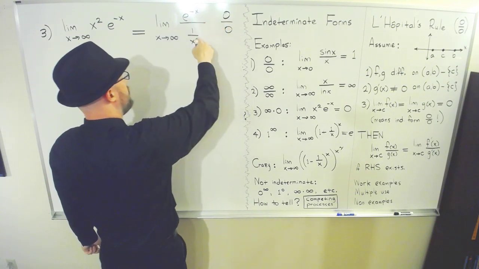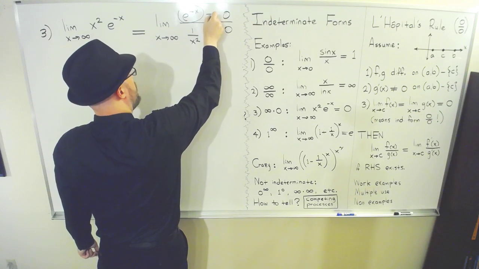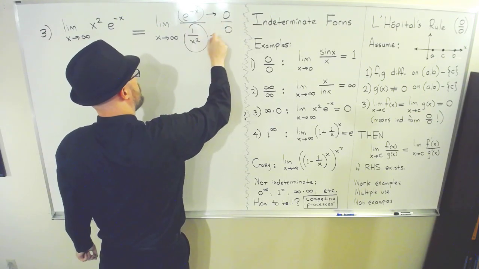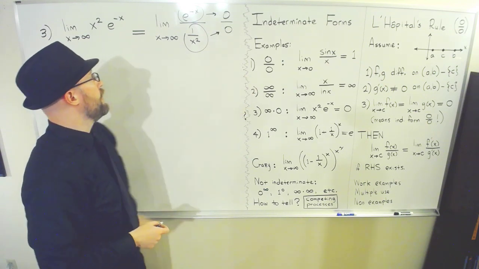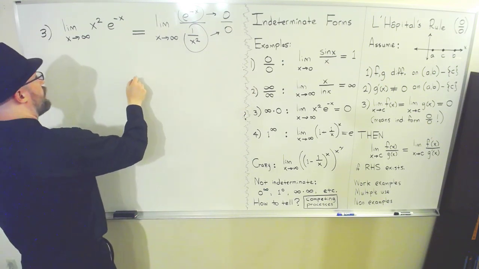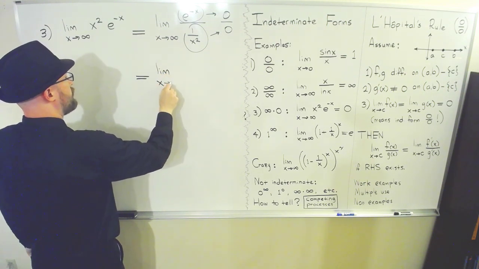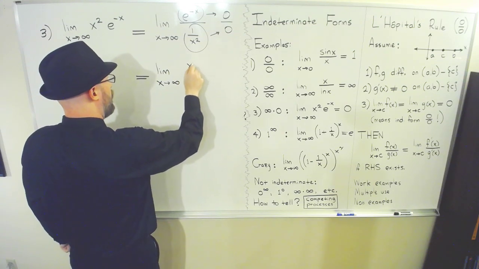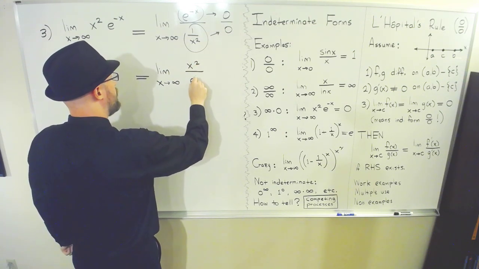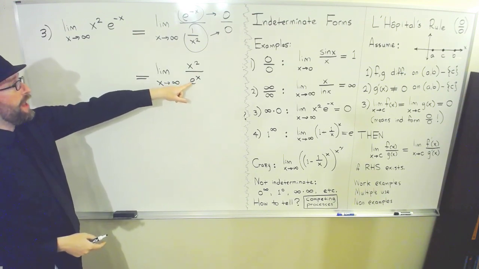Because that part goes to 0, this part goes to 0. That individual limit would go to 0, that individual limit would go to 0 here. And so I could apply L'Hopital's rule to this. Or I could do the other thing, and I could write this as limit as x goes to infinity. And I could leave the x squared alone up here, and I could move the e to the minus x down to the bottom and have that be an e to the x.